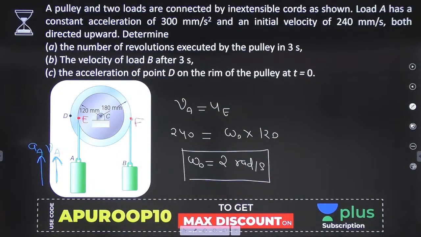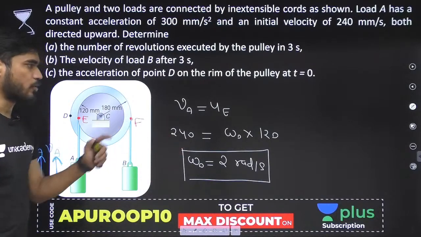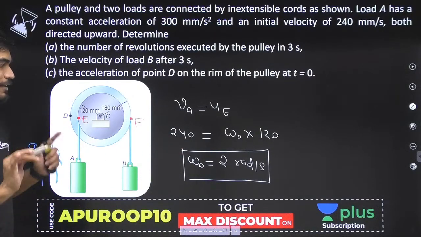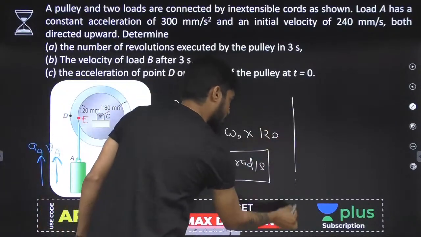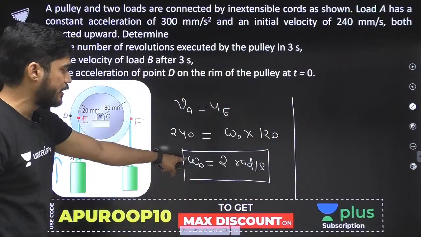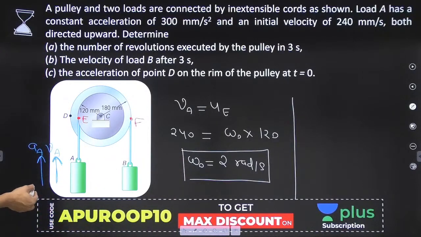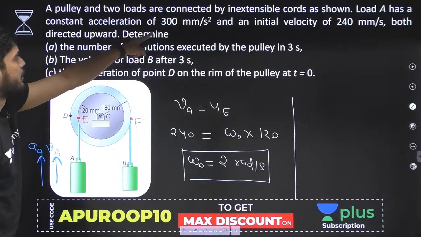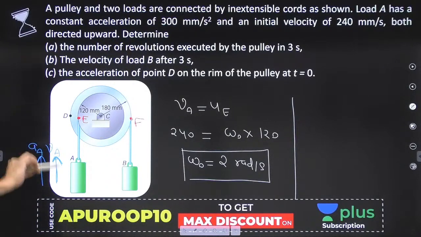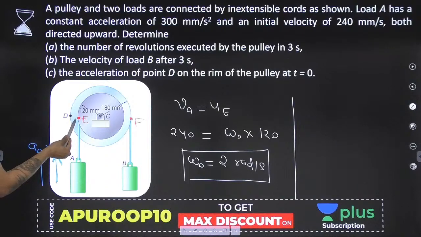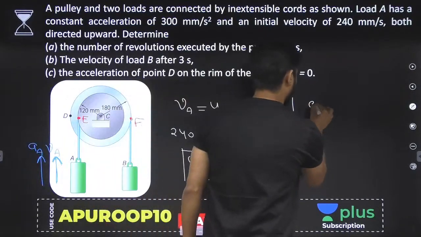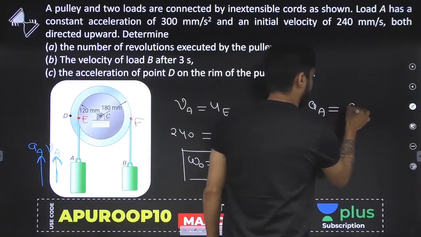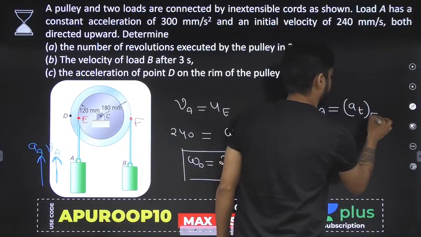Is it clear to you? Omega naught will be 2 radian per second. So omega naught we have calculated. What else do I need? Alpha. In order to calculate theta, I need omega naught and alpha. So how will I calculate alpha? The acceleration of A is also given, 300 mm per second square, and it is constant. It will be equal to the tangential acceleration of E.